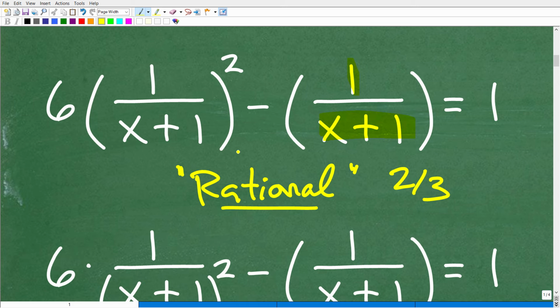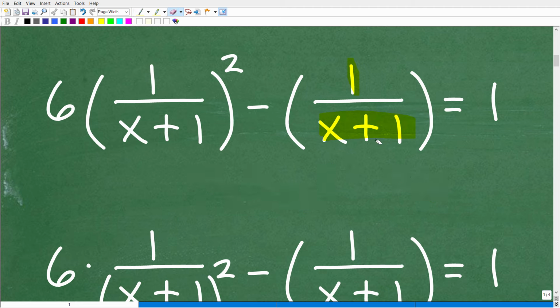So this is a fractional type of equation. In algebra, when we have fractions involved in an equation, you wouldn't say this is a fraction equation. We would call this a rational equation. Now there are some other little things that we have to look out for, but that's what we're dealing with. Okay, so this is what we have, and now we need to think to ourselves, what can we do to make our life easier here?